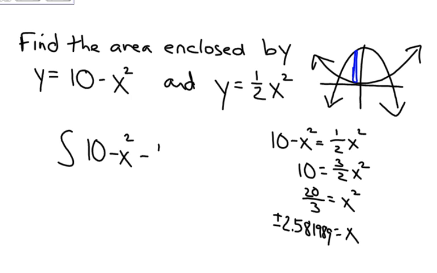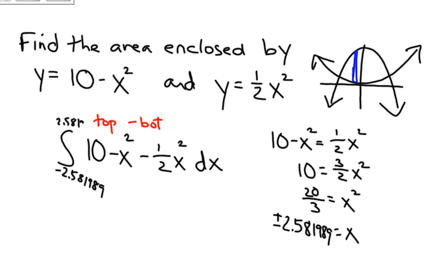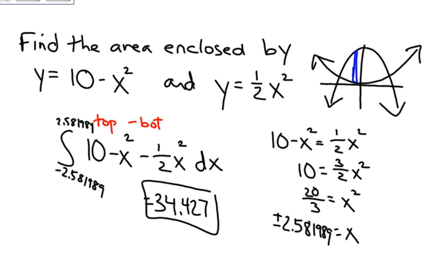Even if I couldn't figure out which one was the top and which one was the bottom, you could just give it a shot, and if your answer came out negative, that would mean that you had them reversed. And so you would just go ahead and sort of doctor it up a little bit. We'll see that on some other problems down the road. So this is one I'd probably just shade on my calculator and get 34.427.